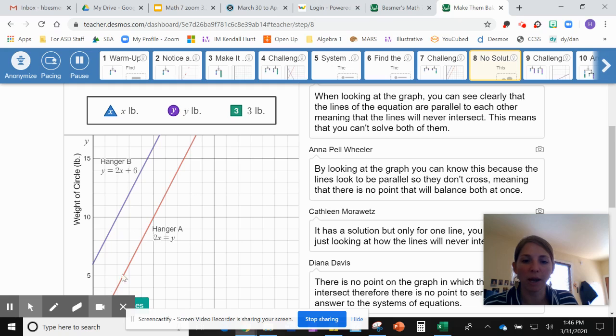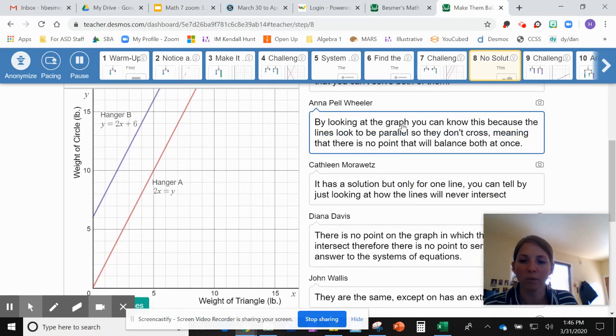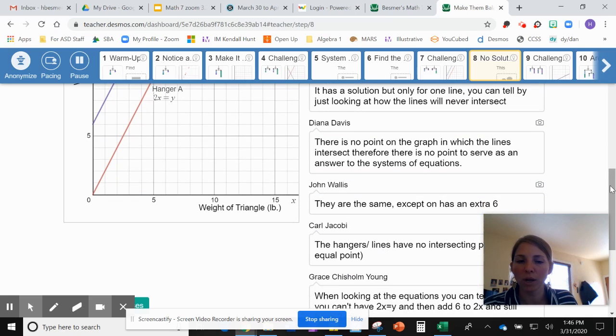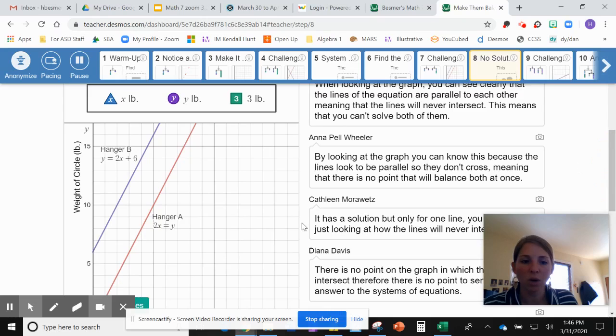So noticing that there's some parallel features going on here. Parallel comes up again, and that is true. And remember that we know we have parallel lines when our slopes, right, the slope of the equation, is the same. So these are both 2x and 2x.